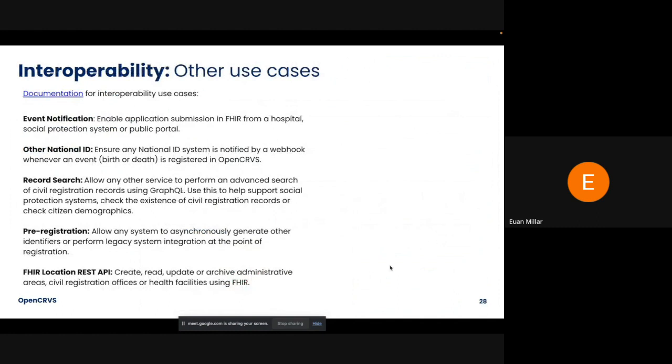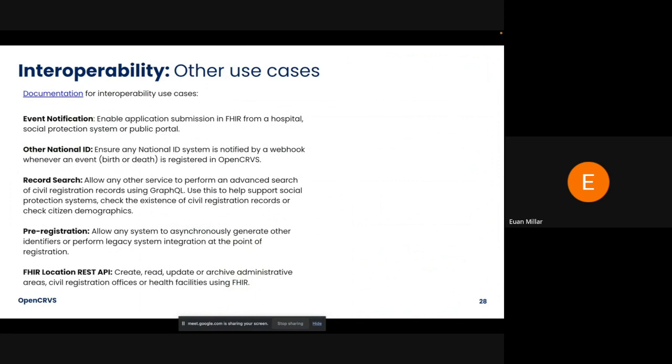So there are other interoperability use cases as well. For example, the event notification I talked about, where an application can be submitted from a hospital. We have an API, so that could be submitted from any other system, such as a social protection system, or maybe a public portal. So if you want the public to notify their own births and deaths, that's a possibility. We can integrate with any other national ID system via our webhook architecture. And we have a record search API that allows any government system, approved system, to search our records.